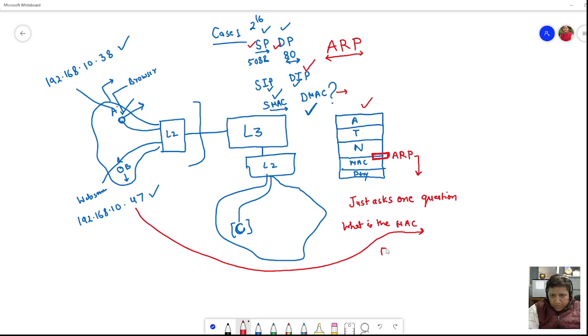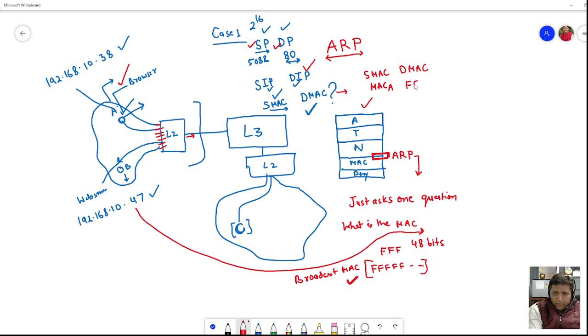And then there is a special purpose MAC address where all 48 bits are 1, and in hexadecimal that means all F. This is known as the broadcast MAC address. If this address is in the destination MAC, then L2 has to forward it to all the connected ports. So ARP will form a packet. ARP has just to give the source MAC of machine A, and in destination MAC, it will give all F.